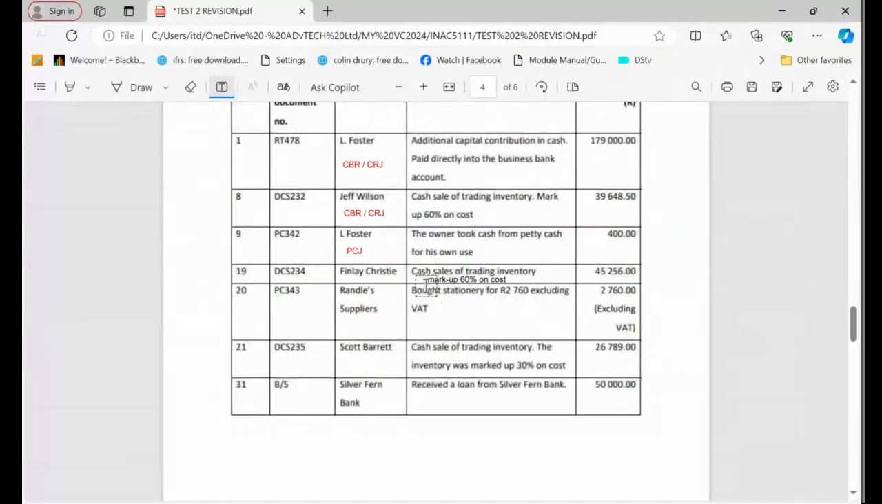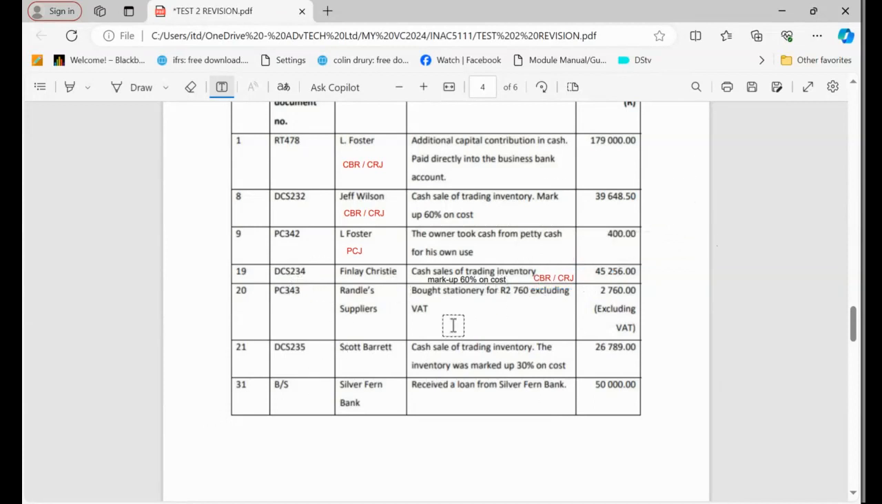On the 19th, they say the cash sales, meaning cash sales, like we said before, will go to the CBR or CRJ. Because remember, we are receiving cash. As long as you receive cash, you go to the CBR. Please go and learn the theory.